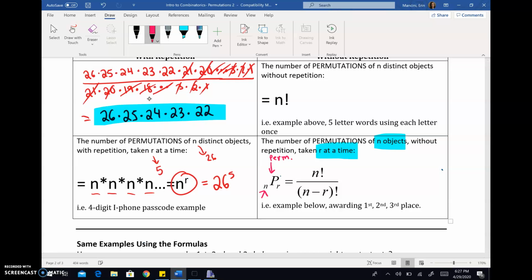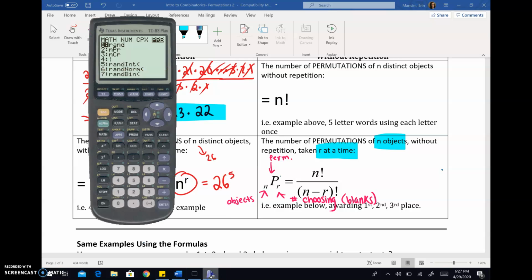Okay, N, well, it's defined above, so it's how many objects you have to choose from. And R is the number you're using or choosing. It's how many blanks you have. It's how many decisions you have to make, however you want to think about it.